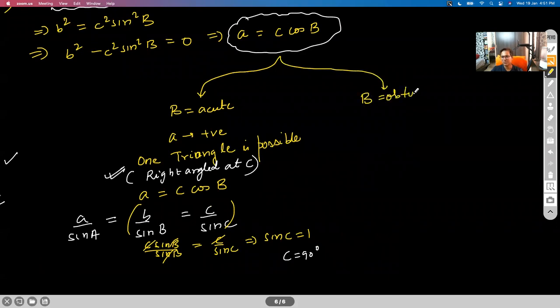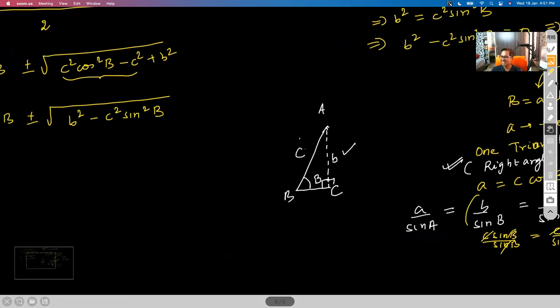If B becomes obtuse, you will end up getting a as a negative value because cos B is negative if B is obtuse. And in such a case, no triangle is possible. Are you getting my point? In other words, you're trying to say that this length b is actually a perpendicular drop from A to, let's say, BC, and at the same time, B is also obtuse. It cannot happen, right? Because there's already a right angle at C, and you're saying B is obtuse also. How is it possible?